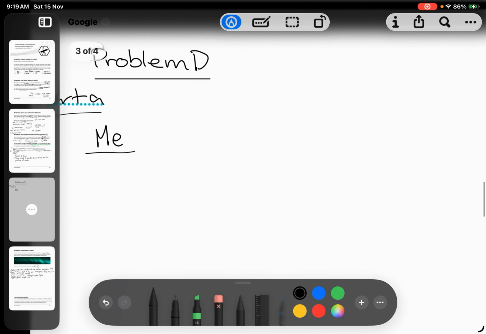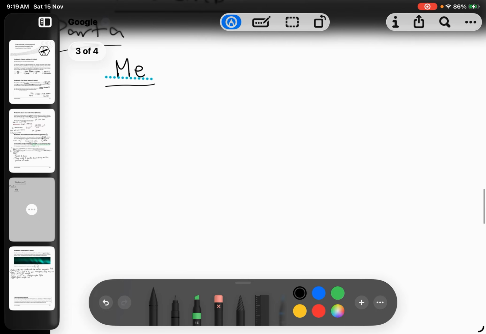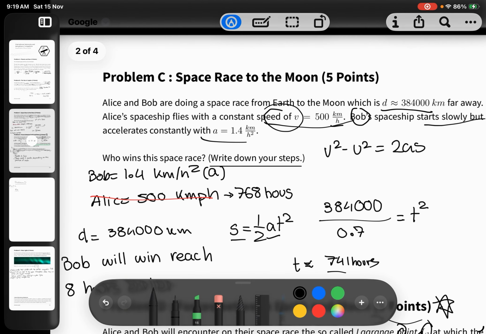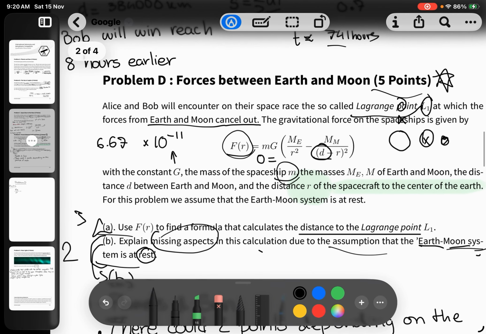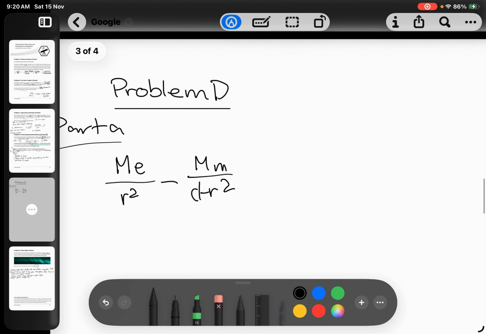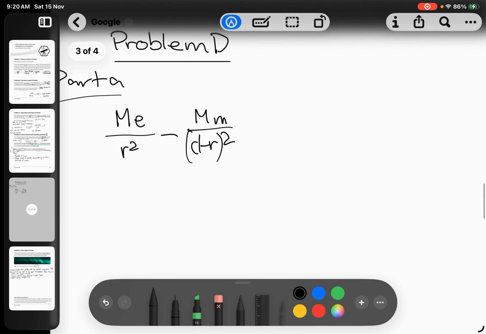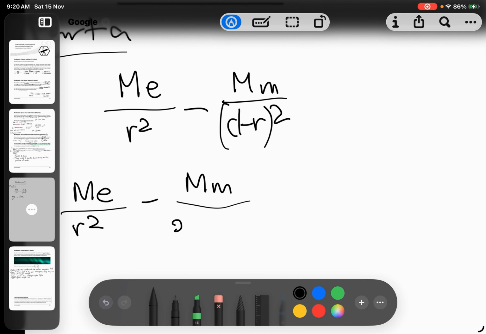ME by R squared, MM by D minus R squared. Wait, what? ME by R squared, oh no, not equal to subtraction. MM by D minus R squared. Is it minus? Yeah, D minus R squared, a whole square? Yeah, it's a whole square. Okay. So what I can do is easily calculate this. ME by R squared minus, D squared minus 2DR plus R squared.